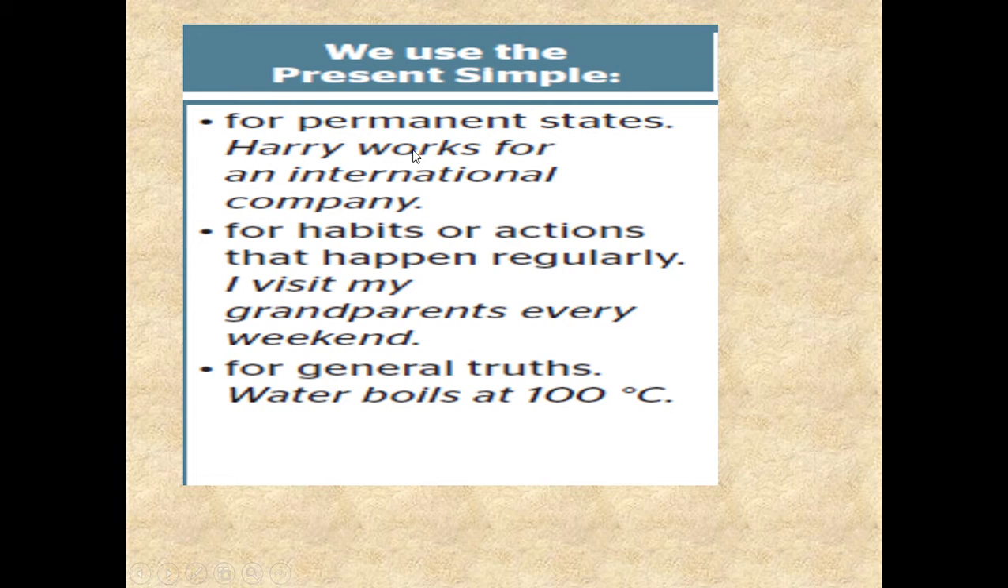First of all, for permanent states, permanent situations, like Harry works for an international company, or I live in Qatar. Second, we use present simple for habits or actions that happen regularly. I visit my grandparents every weekend. Third, we use the present simple also for general truth. Water boils at 100 Celsius.